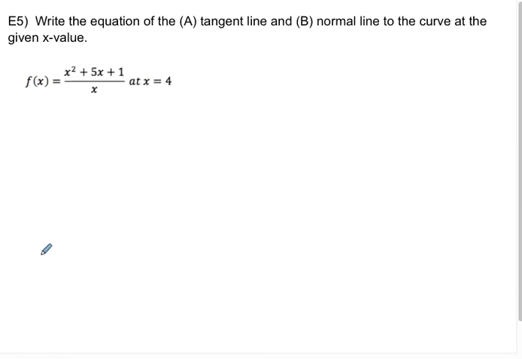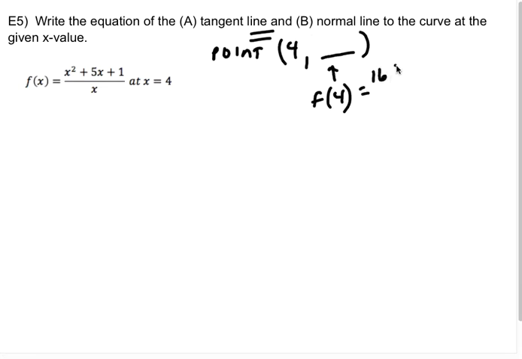So now let's put some scales together. We're going to write the equation of a tangent line and a normal line to the curve at this value, right? Remember, anytime we talk about needing the equation of a line, I need 2 things. I need a point, which I already have half of, right? My point is 4 comma blank. I can find that point by plugging in 4. If I plug in f of 4, and again, this is not a calc scale, right? This is an algebra scale. I'm going to get 16 plus 20 plus 1 all over a 4. So I get 37/4. Not super fun, but it is what it is, and we'll survive.